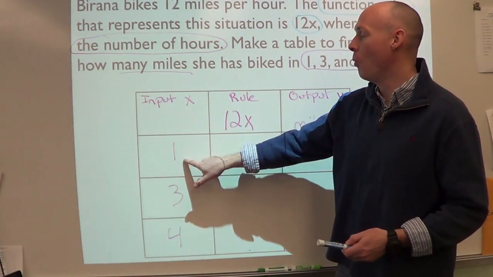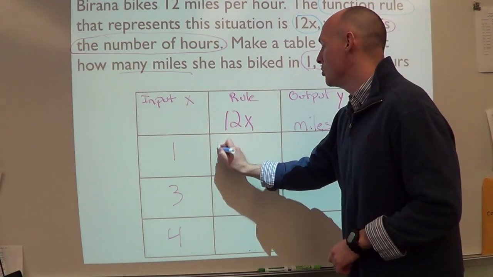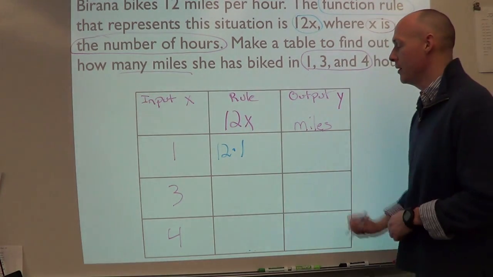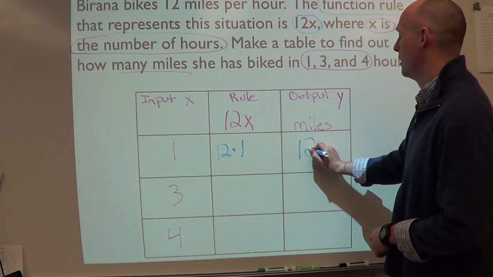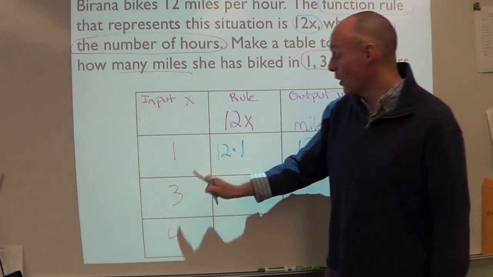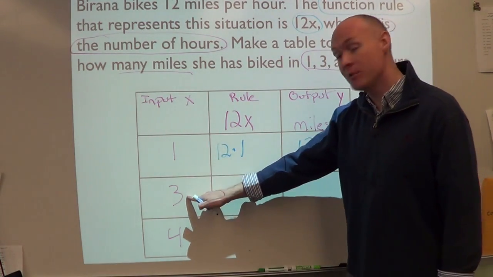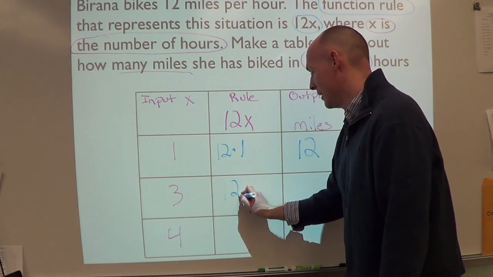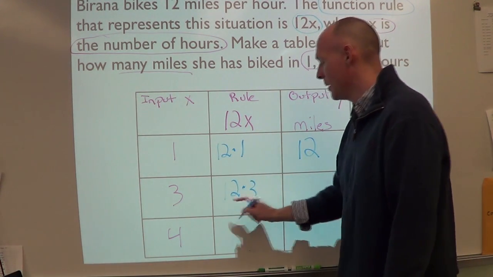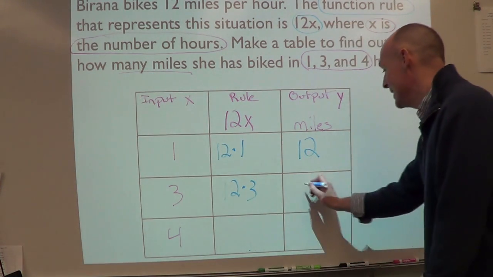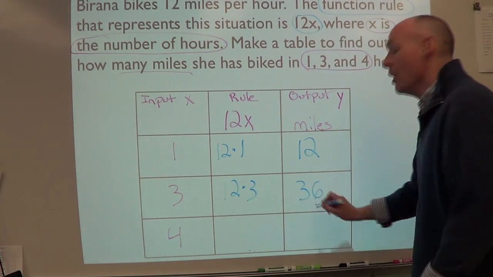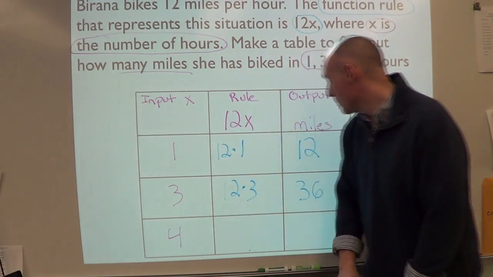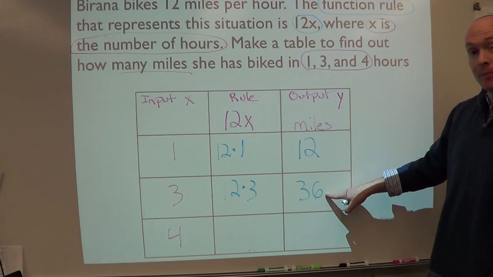So if she bikes for 1 hour, it's going to be 12 times 1. 12 times 1 is 12. If she bikes for 3 hours, we're just going to substitute our 3 for our x. So it'll be 12 times 3. And 12 times 3 is 36. So the way this reads, if she bikes for 3 hours, she will ride for 36 miles.